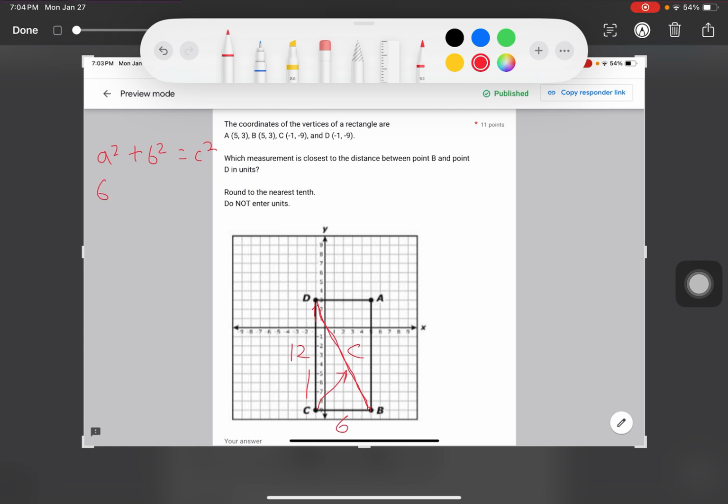Since when you're finding distance you're finding the hypotenuse, you put the 6 in the a squared and the 12 in the b squared. Then you take the square root of both sides to get rid of the square on the c, and then you can put that into decimals just like that.